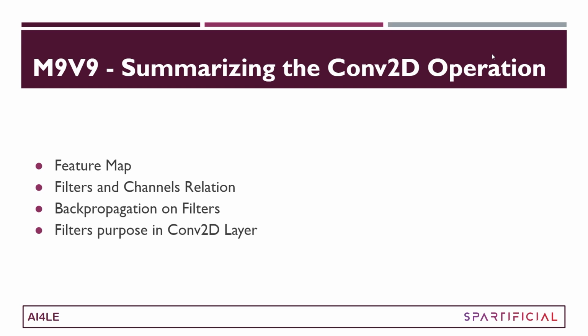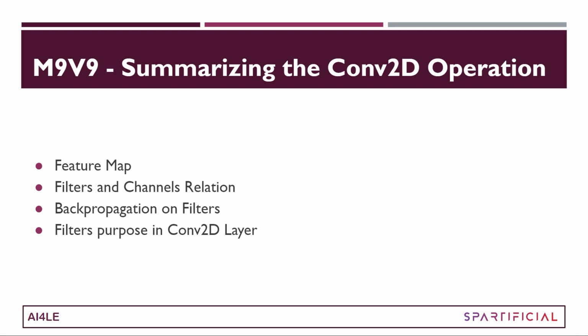Here I'm going to summarize the Conv2D operation or the Conv2D layer. I'll be talking about the feature map, that's the output from the Conv2D operation, then the filters and the channel relationship, the back propagation that we have on filters, and then what are the purpose of having filters inside the Conv2D layer. Everything is covered just to give you an aid of what we have covered in the convolution operation or the Conv2D layer.